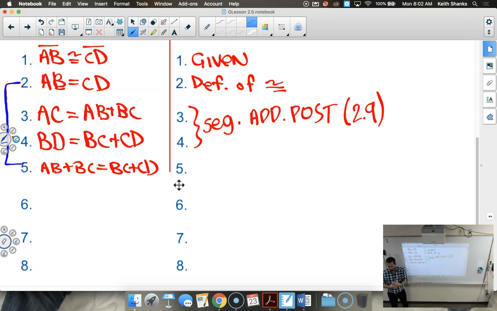Why? What property of math allows me to do that? What kind of math are we doing? You are doing addition property. This is the addition property. Notice the difference. Segment addition is really specific: two small segments equal a big segment. This is, I'm taking two things that are equal from step number 2, and I'm adding the same thing to both sides.